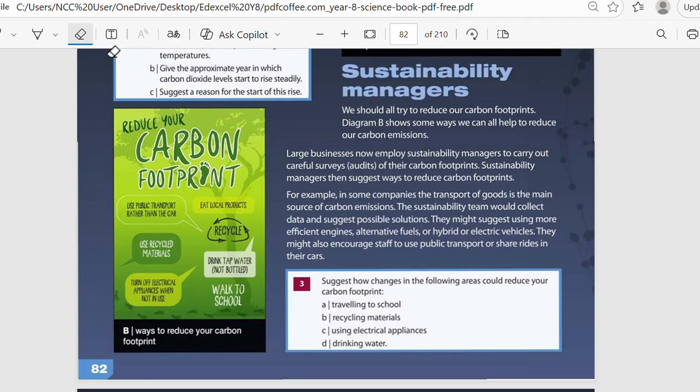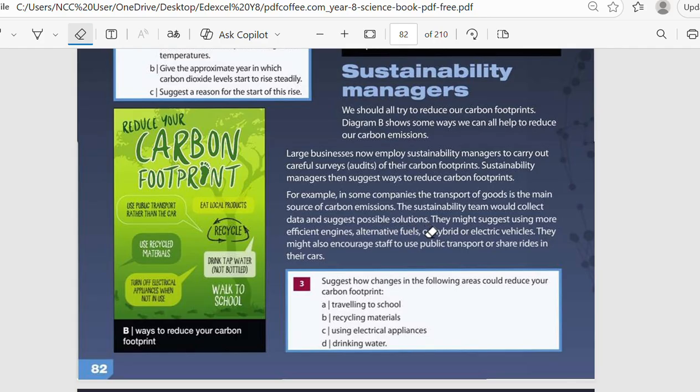Okay, so in the summary sheets I discussed, I mentioned sustainability managers. Now in this one, large businesses are the ones employing these sustainability managers, and they are the ones carrying out surveys or audits of their carbon footprints. For example, in some companies, the transport of goods is the main source of carbon emissions. So then they will collect the data and suggest the possible solutions.